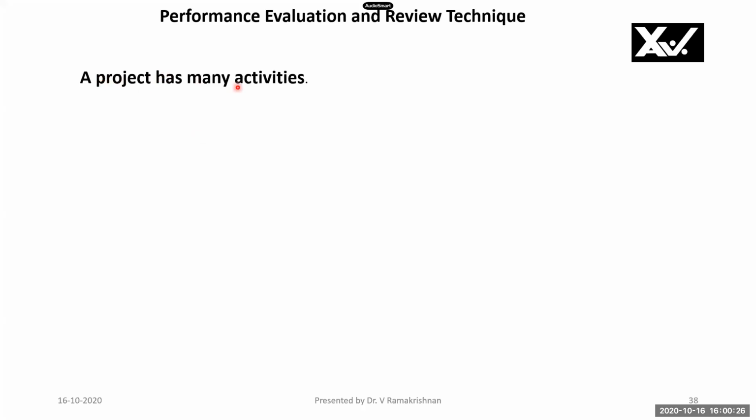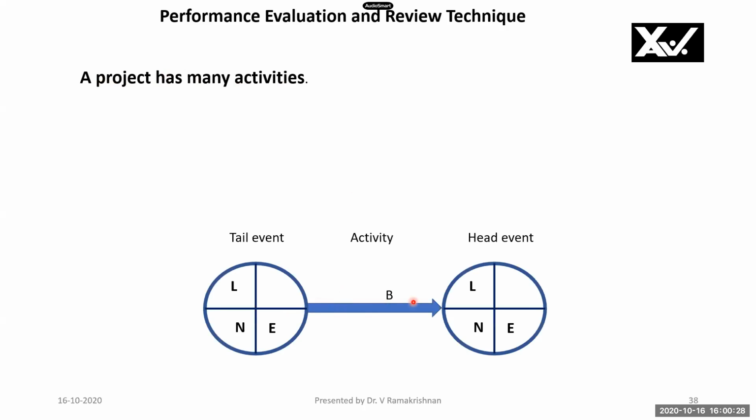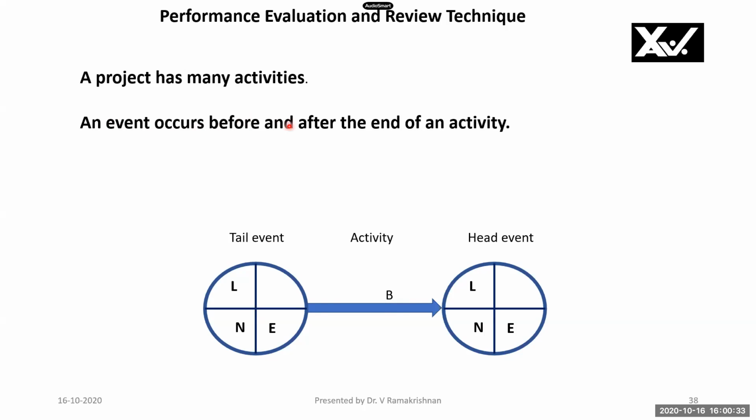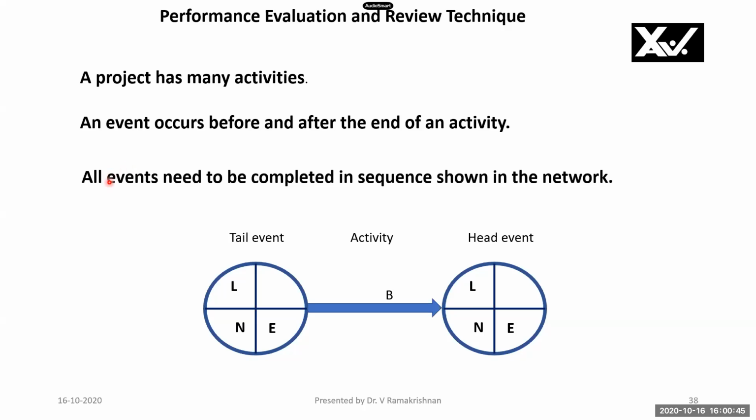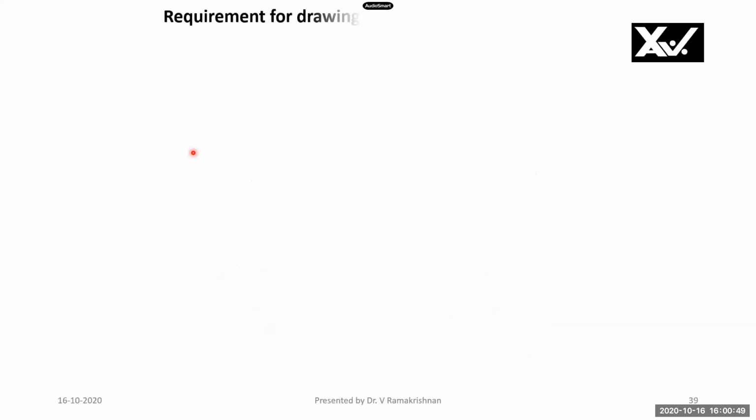Your project has many activities. Here is an activity diagram. One activity is shown. An event occurs before and after the end of an activity. You can see here the tail event occurs before the start of activity B. Head event occurs immediately after the completion of activity B. Since your project has many activities, there will be many events, and all these events need to be completed in sequence as shown in the project network.